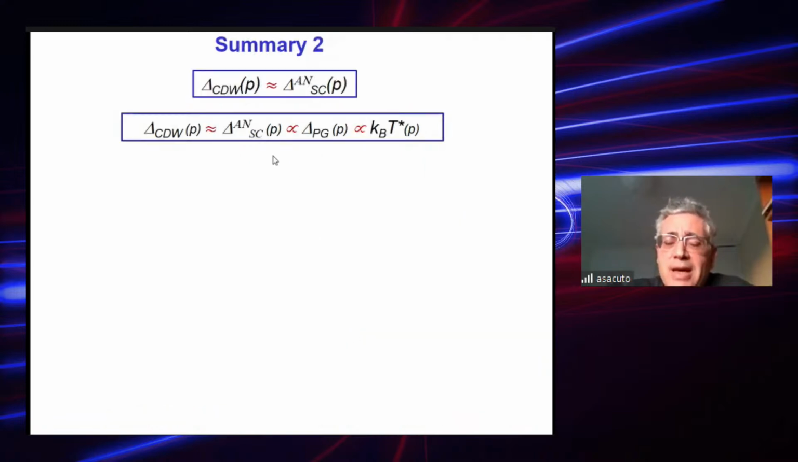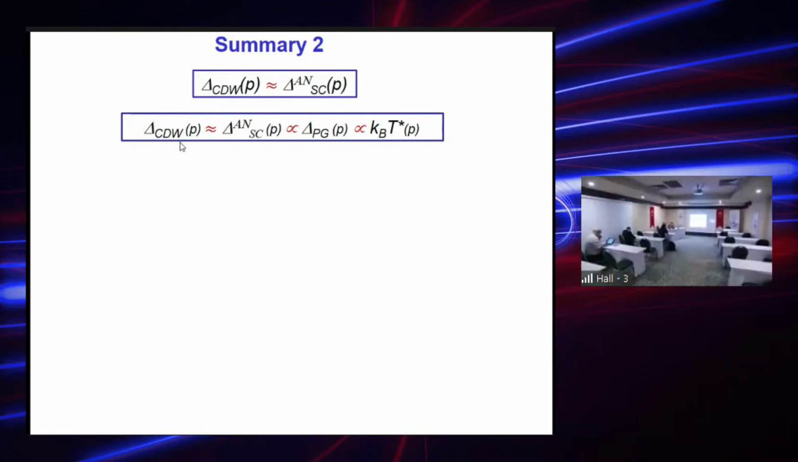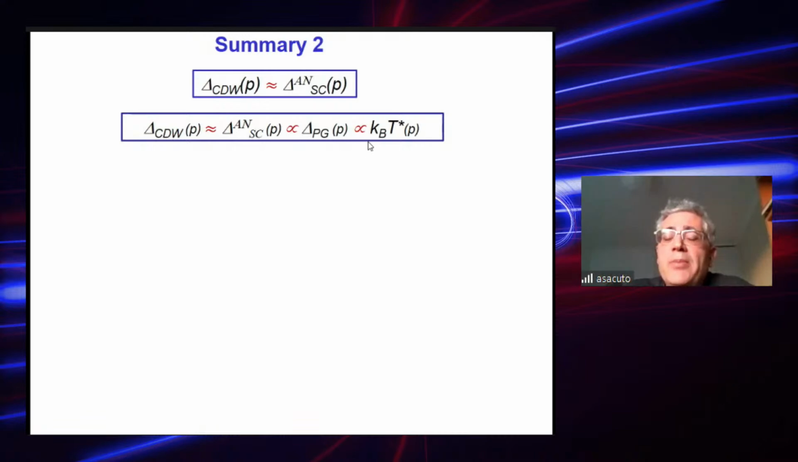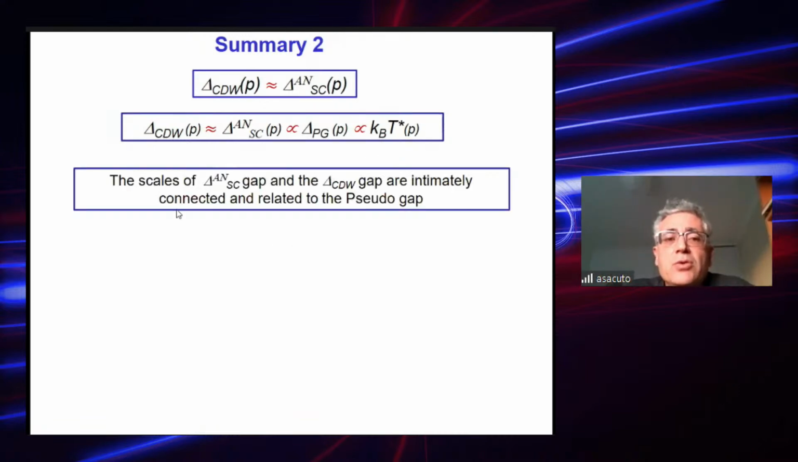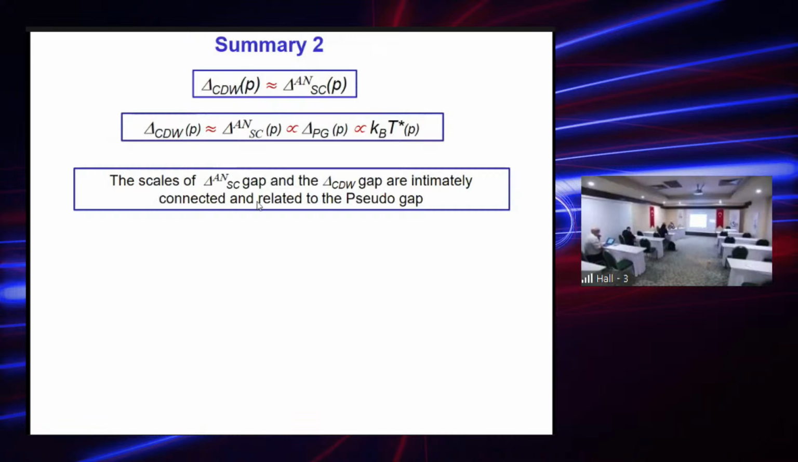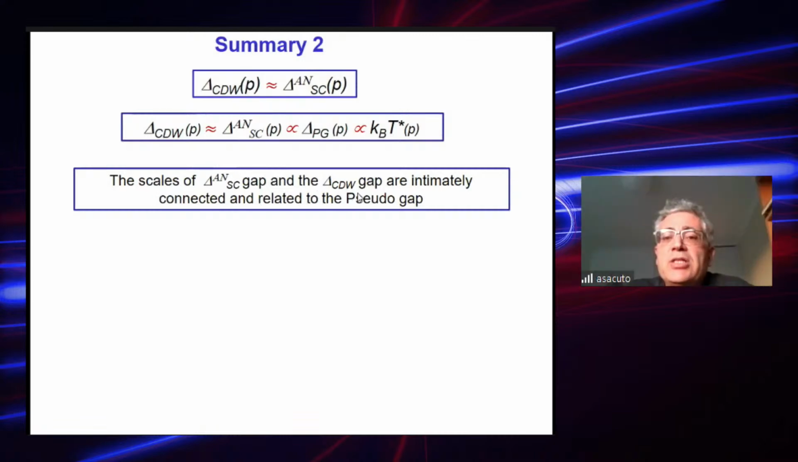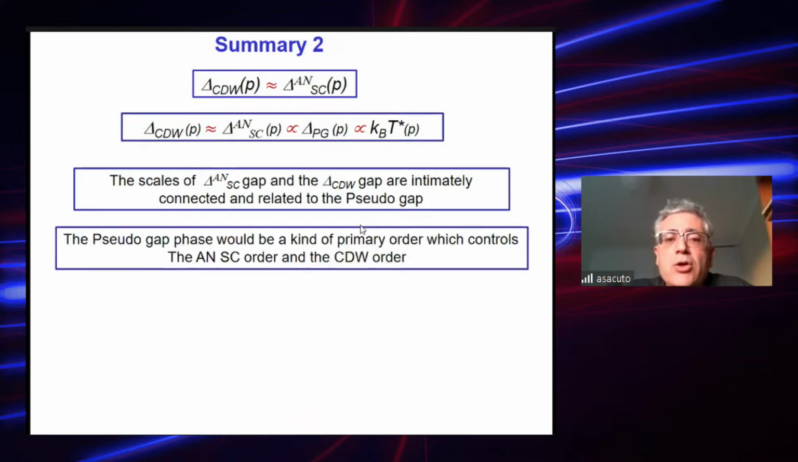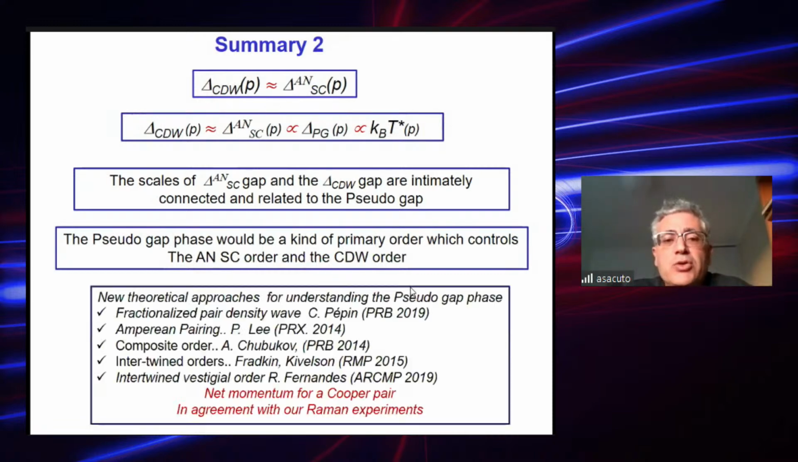And the last point is that the energy of the charge density wave is very close to the energy of the antinodal superconducting gap. They are proportional to the pseudogap and follow T star. So the scale of the antinodal superconducting gap and the charge density wave gap are intimately connected and related to the pseudogap. This allows us to make the following conjecture, that the pseudogap phase will be a kind of primary order which controls both the antinodal superconducting order and the charge order.